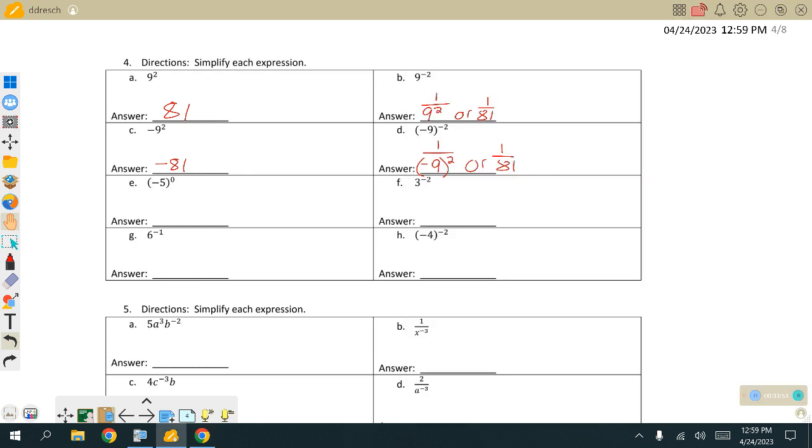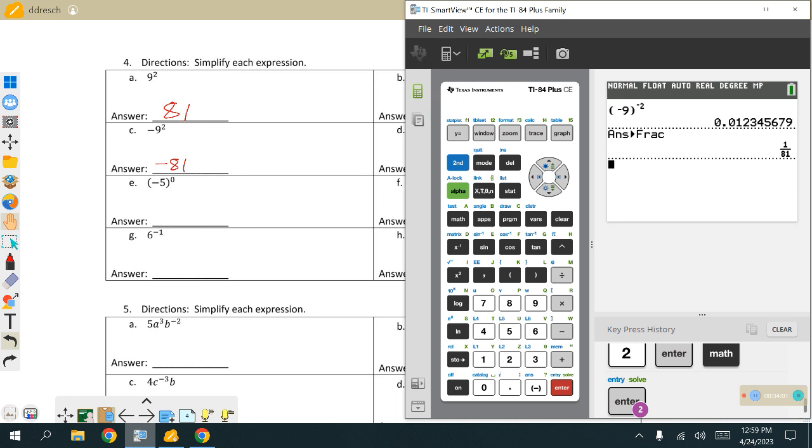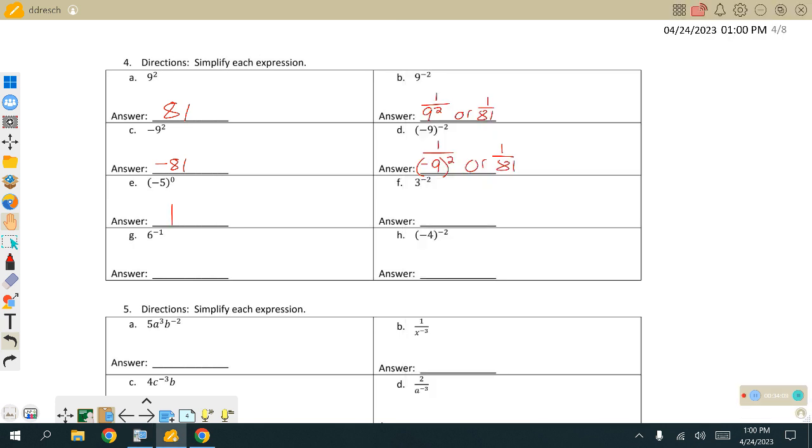Anything to the 0 power is, now the question is again, is it positive or negative? What do we see on our table? And if you're not sure, we can always go back to our calculator, but I believe it was positive. All right, finish this off here. 3 to negative 2. 1 over is what we want to see. And 1 over 3 squared or 1 over 9.